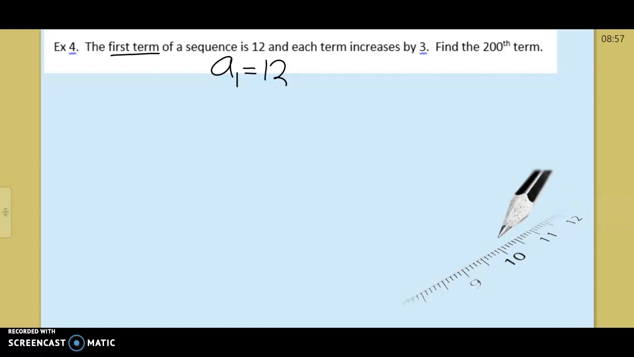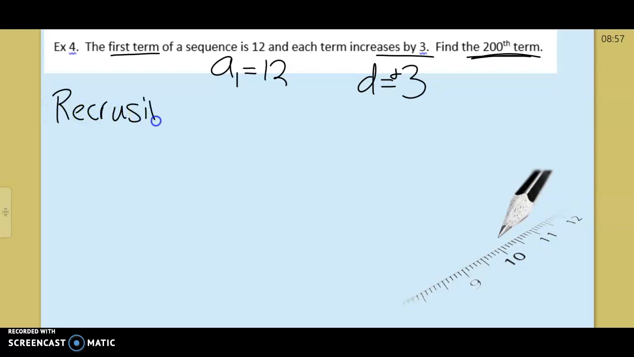So A subscript 1 is 12. Increasing by 3, the common difference is positive 3. Yes, the common difference can be a negative, and look at that. We've got to find the 200th term, okay? Let me talk to you a little bit about the recursive formula and how this one works.